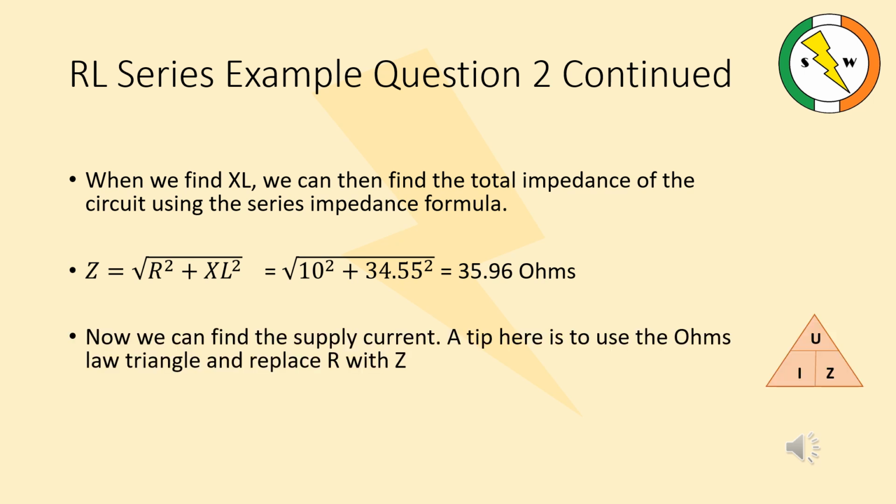A tip here is to use the Ohm's law triangle and replace R with Z. Then it can be shown that I total equals U over Z. This is 2.78 amps, unchanged in the whole circuit.